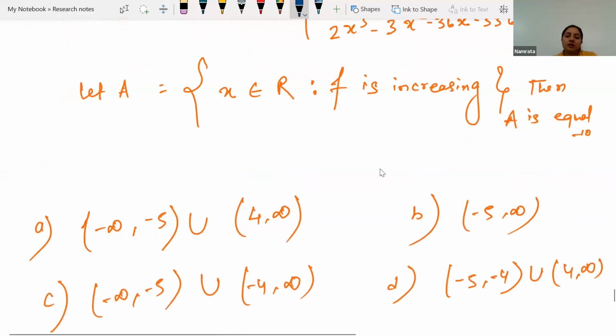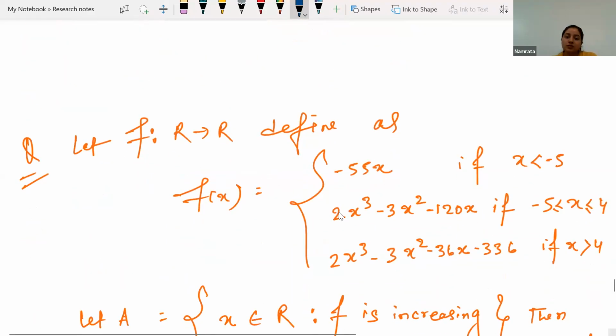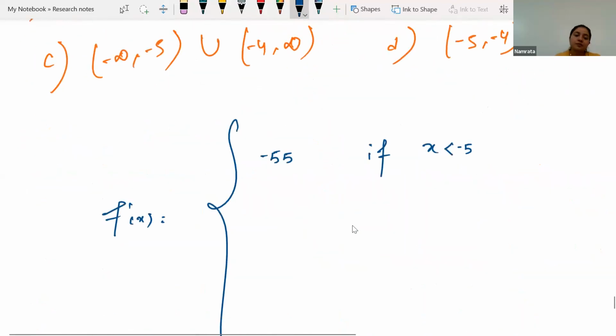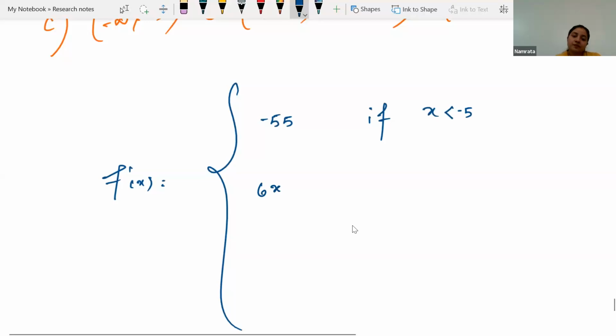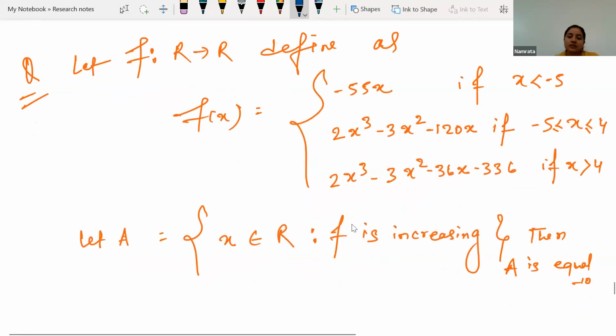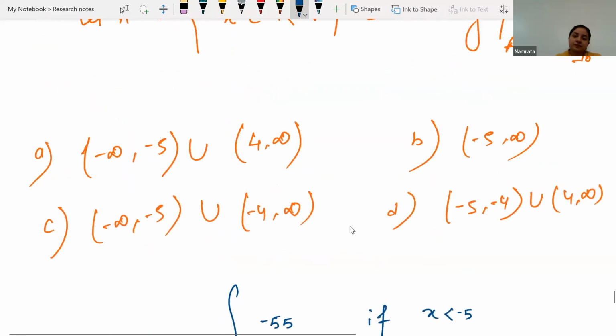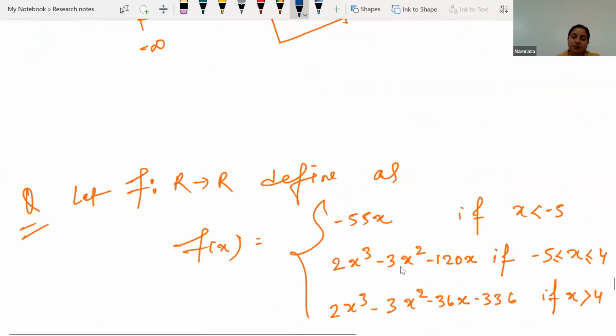Next one. Here 2x cube minus 3x square minus 120x. So if we do the derivative, it will become 6x square minus 6x minus 120 if x is lying in between minus 5 to 4.